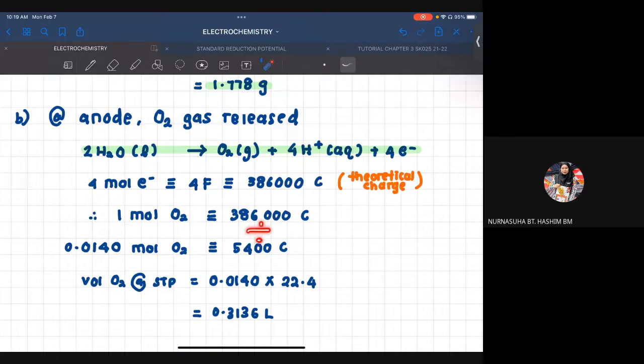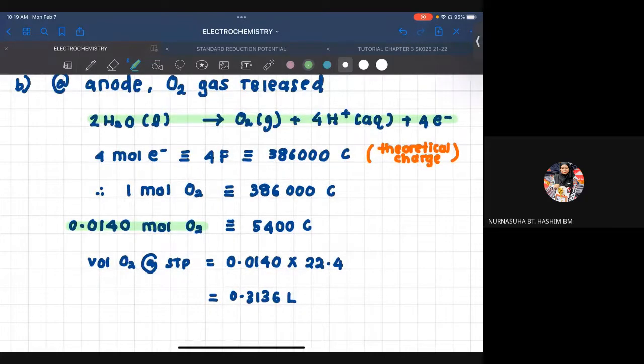So bahagi dulu 5,400 ni bahagi dengan 386, so darab 1. Then you will have 0.014 mole oxygen. Kalau tak silap madam, dia punya mole adalah 0.01399 something, so I bundarkan. So kita ambil 4 significant figure. Okay, so you should have 0.014 mole.